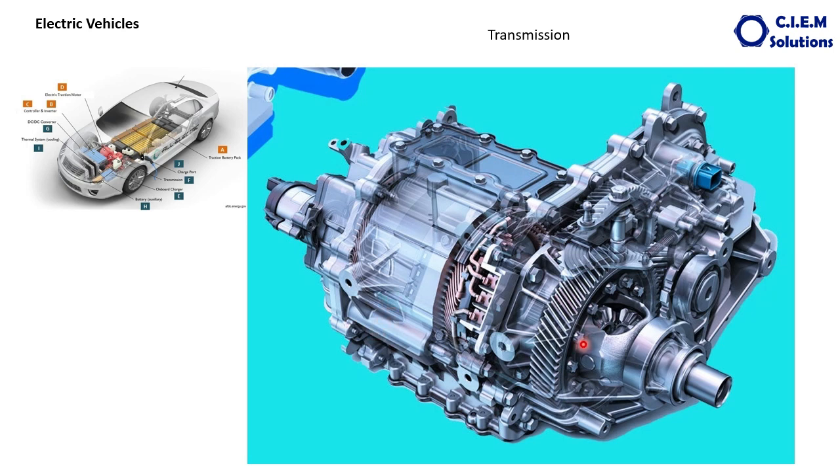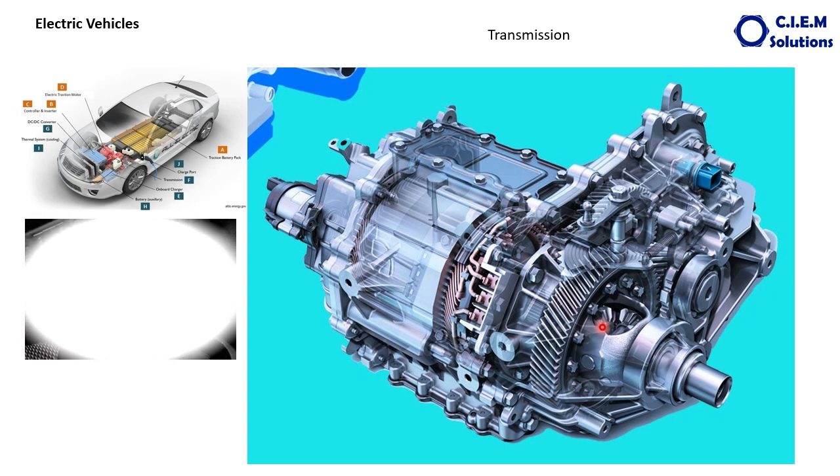And this is the differential. As you all know, the differential is mainly provided to give a differential speed between the inner wheel and the outer wheel when a vehicle is negotiating a turn. Because when negotiating a turn, the inner wheel has to rotate at a lower speed than the outer wheel. To give the differential speed, the differential mechanism is provided. So it is provided inside the transmission.